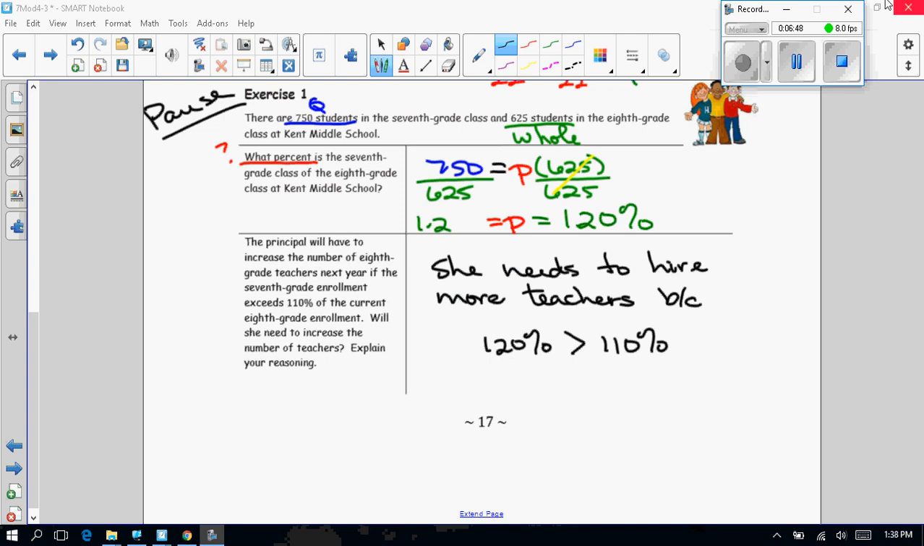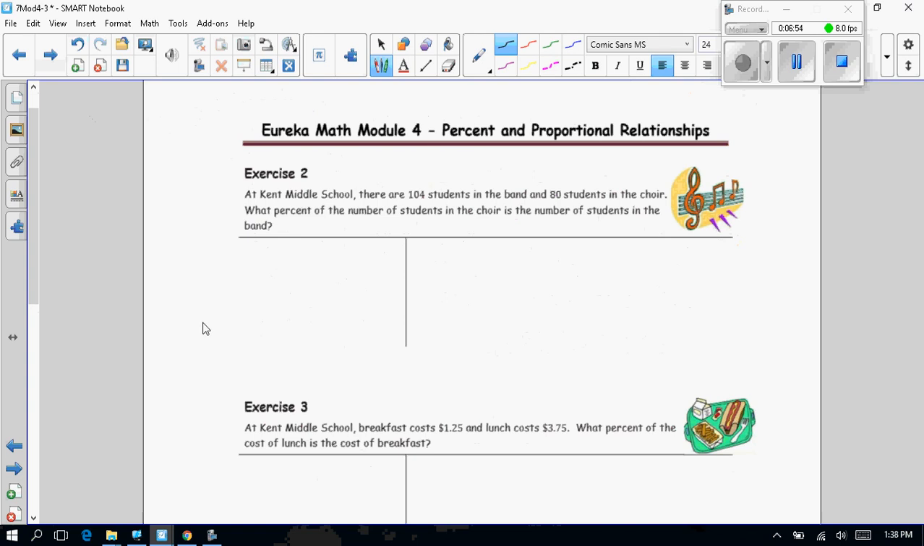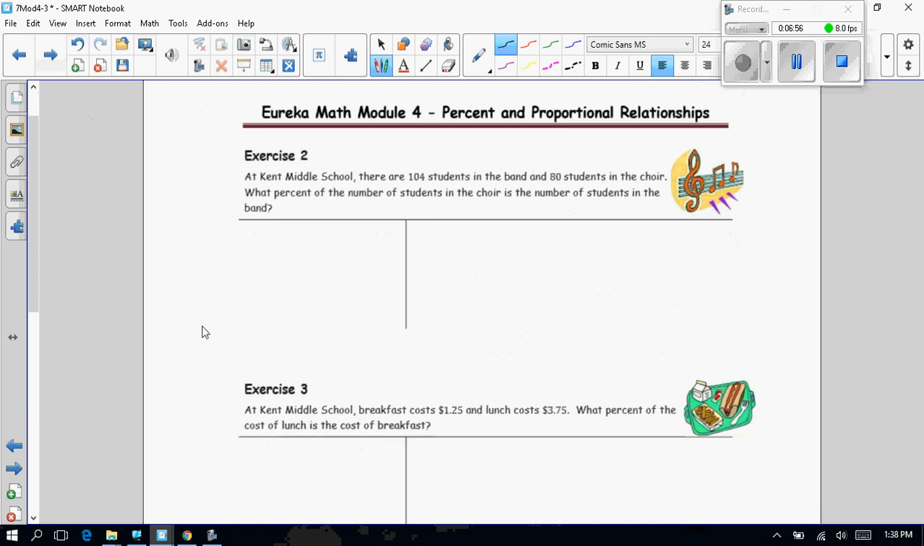All right. Let's jump over to page 18, top of page 18. Here we go. At Kent Middle School, there are 104 students in the band and 80 students are in the choir. What percent of the number of students in choir is the number of students in the band? Okay, so let's take a look at what we've got going on here. We have 104 students in band. We have 80 that are in choir, and it literally says what percent, right? We don't know that one.